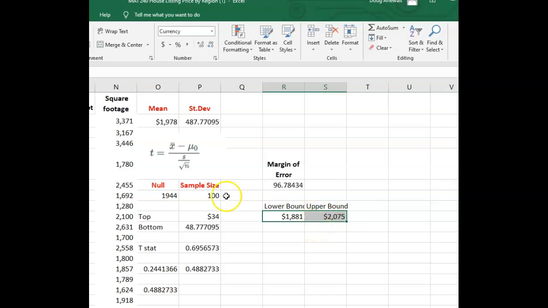Now remember, I failed to reject my null hypothesis, and this confidence interval kind of supports that decision because this interval of numbers contains my null hypothesis. So there's really no statistical evidence from both of these approaches causing me to reject this as a possible correct value for the population mean in my region.